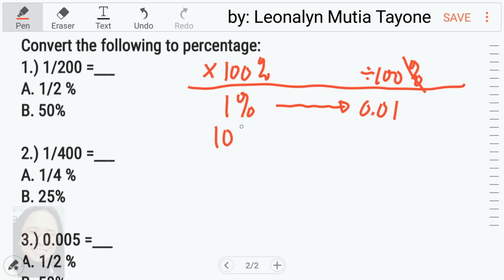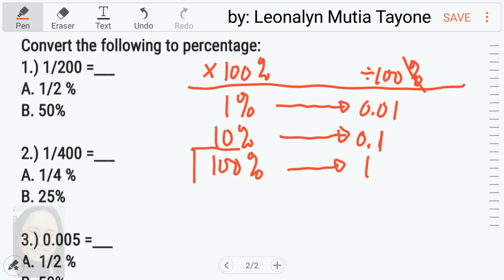Next, 10%. Para ma-cancel out si percent sign, i-move lang natin yung decimal to the left side. So, nandito na si decimal, 0.1 na siya. I-erase lang natin ito. Therefore, si 10% ay equivalent ng 0.1. Next, 100% is equivalent to 1. So, lahat mag-agree na 100% is equivalent to 1.